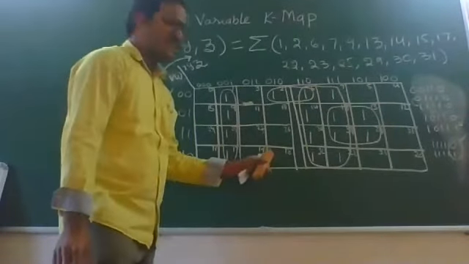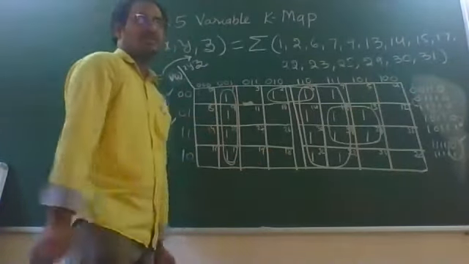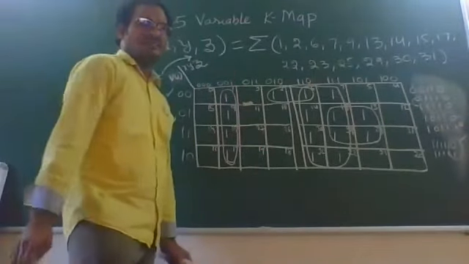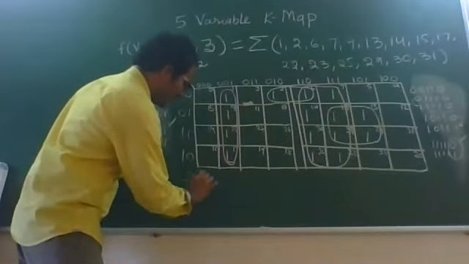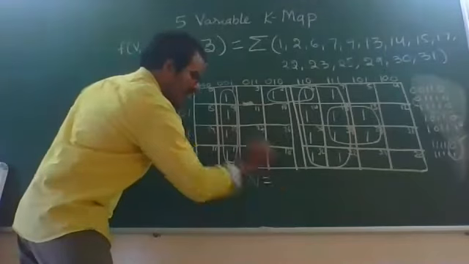So any minterms left uncovered? No, all the minterms are covered by at least one subcube. So here we can stop subcubing. And we are in the final step. So what is the final step? The solution for the given problem is f of v, w, x, y, z can be written as.